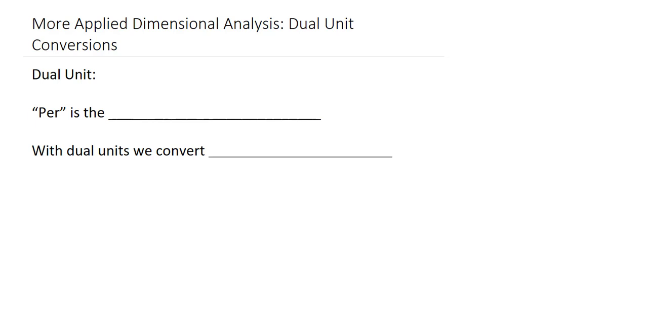More applied dimensional analysis, dual unit conversions. So dual unit, what does that really mean? It means that we're going to be converting 2 units. So we've seen this before, like miles per hour.